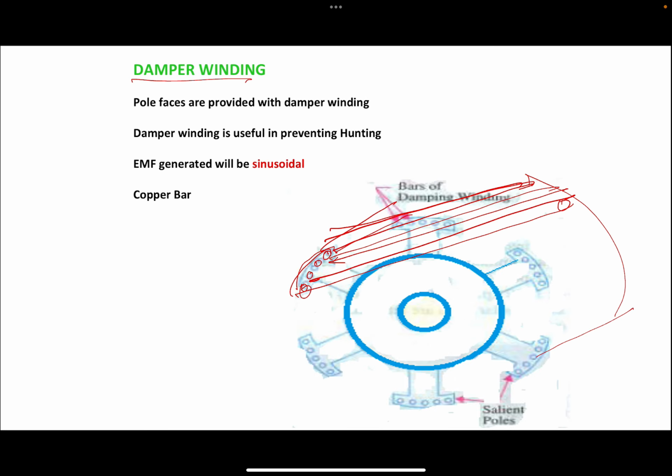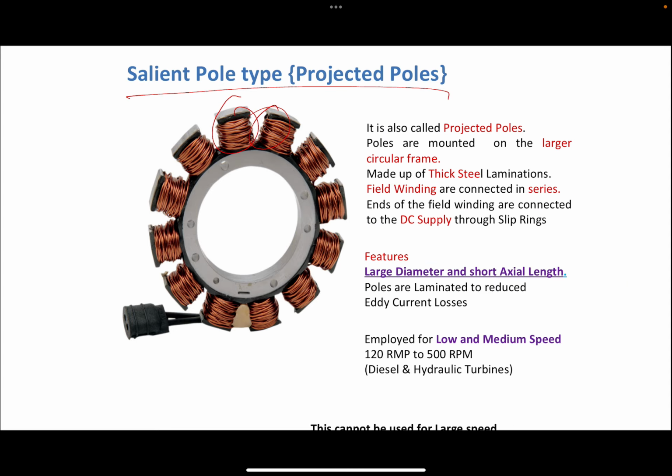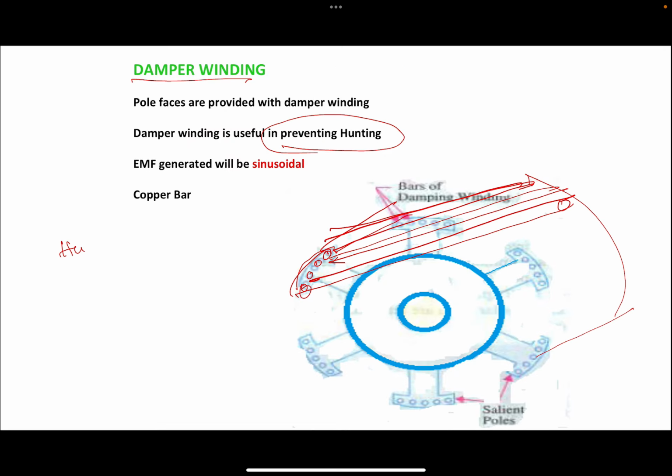We don't place components in machines unless they have some importance. Similarly, in the salient type rotor, we place damper bars purposely, because damper bars are used to prevent hunting. A small sentence has been written, but the explanation takes 10 to 15 minutes. So what is hunting? I'll try to give a generalized overview here.